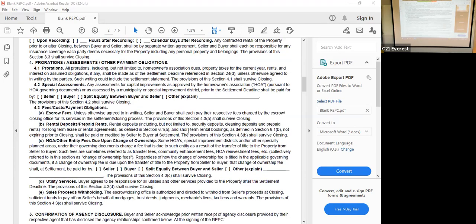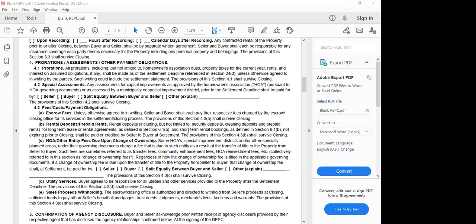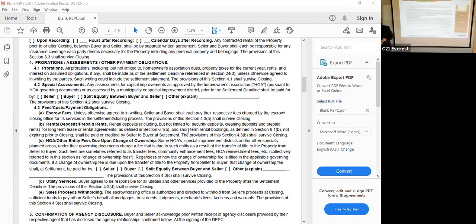Let's talk about section 4, prorations to special assessments, transfer fees. Everyone knows what a special assessment is, correct? Just in case, those are typical. Okay, so no, I heard a no, I think. A special assessment, they're typically tied to HOAs.